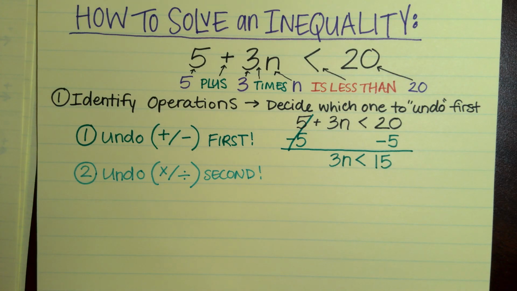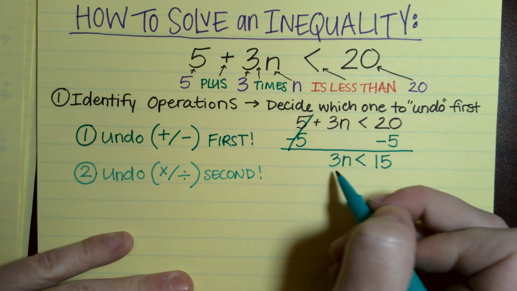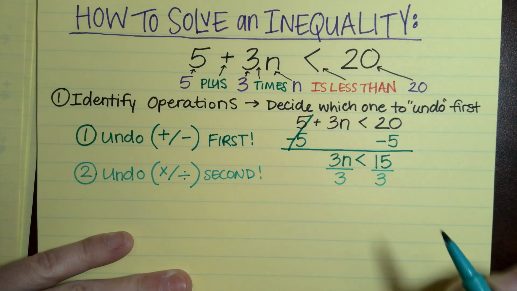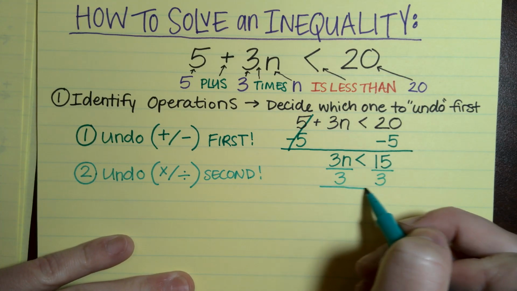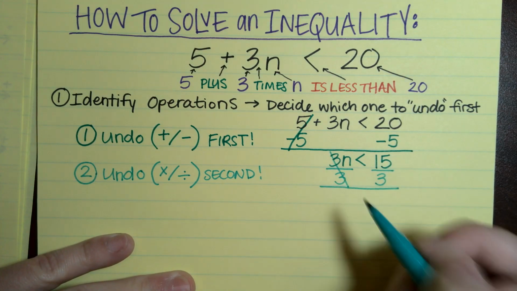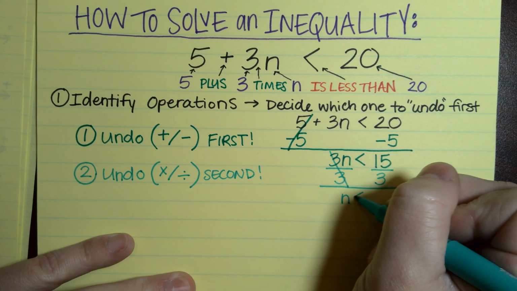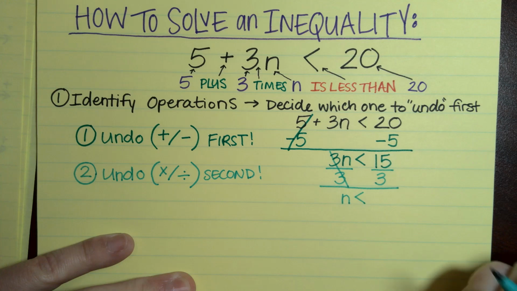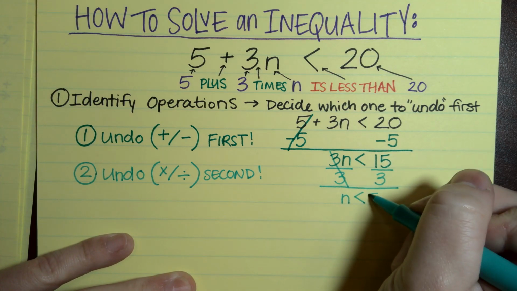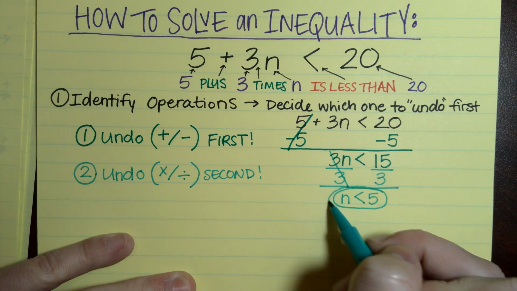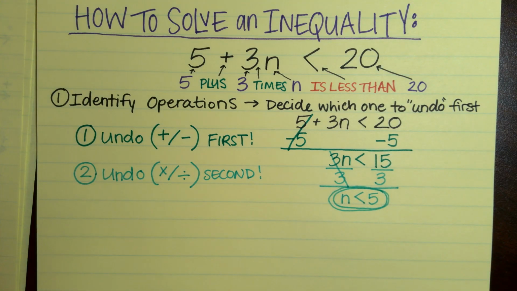Okay, now we can do step 2. There's no more addition or subtraction left. We're going to divide by 3. Perfect. Okay. And we know that's going to cancel out our 3's. So we'll be left with n is less than 15 divided by 3, 5. Good. So we just found n is less than 5.